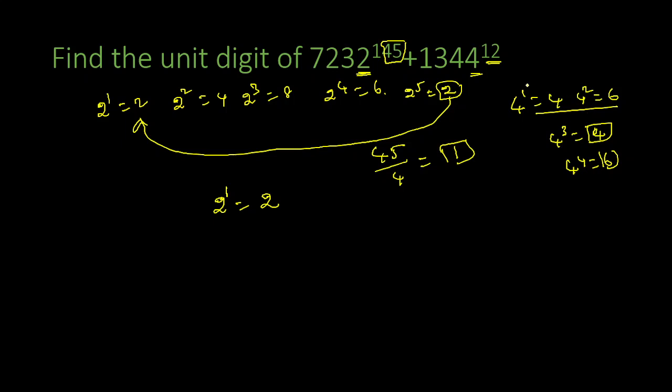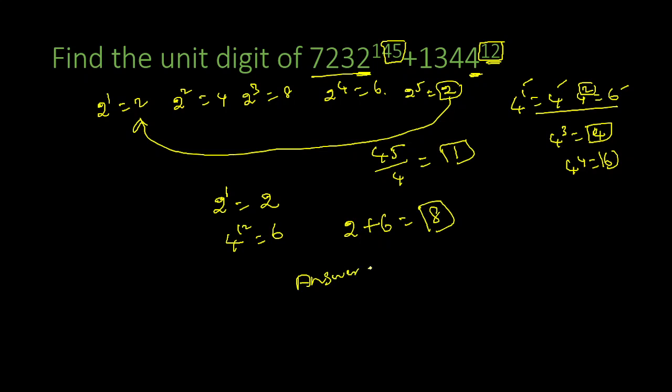So for every 2 powers it will form a cycle. For example, for 4, when the power is odd, you will get 4. When the power is even, you will get 6. Now see here, 4 is the last digit. What is the power here? We have 12, which is even. So for 4 to the power of 12, the unit digit will be 6. So 2 is the unit digit for the first portion, and plus 6 is equal to 8. So the answer for this question is 8.